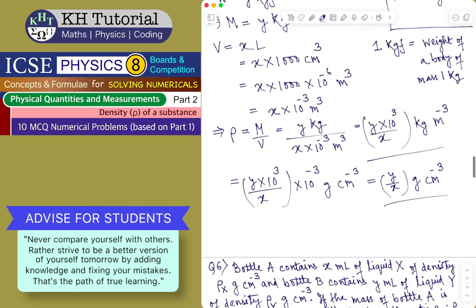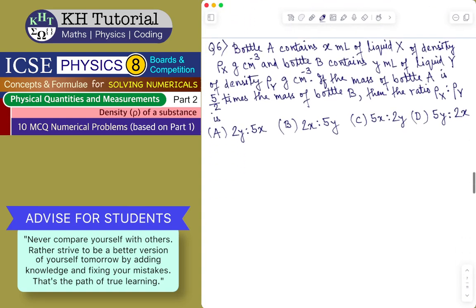Okay, let's see the next problem. Question number 6. Bottle A contains x ml of liquid X of density rho x gram per centimeter cube, and bottle B contains y ml of liquid Y of density rho y gram per centimeter cube. If the mass of bottle A is 5 by 2 times the mass of bottle B, then the ratio rho x is to rho y is. So we have to find the ratio of the density of liquid X and the density of liquid Y.